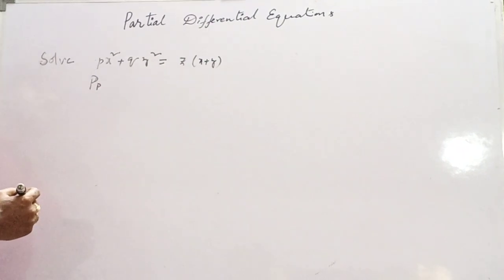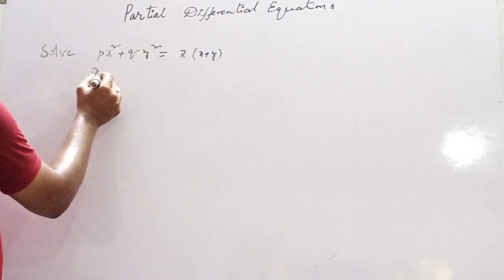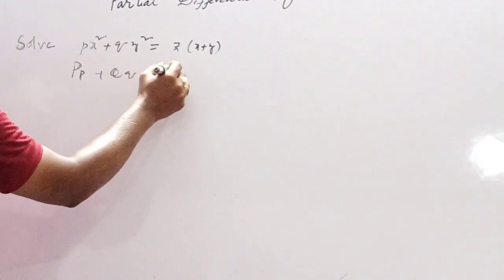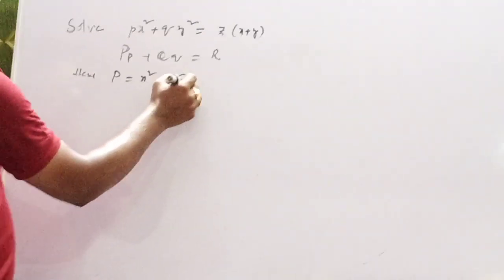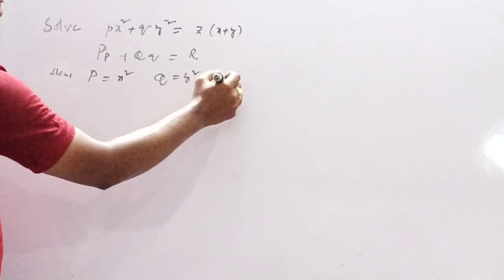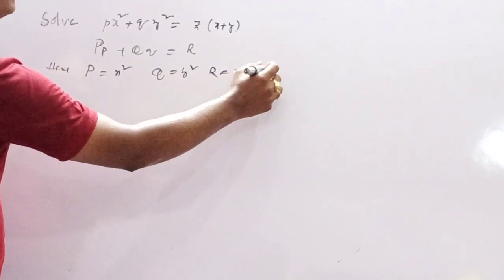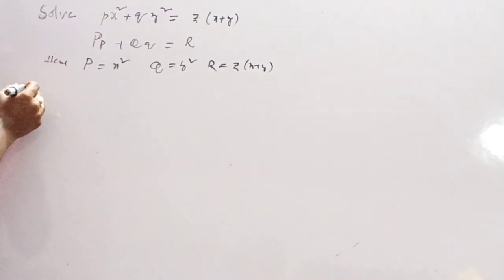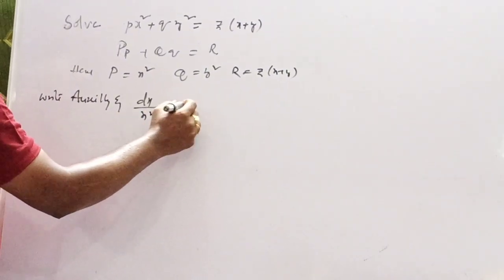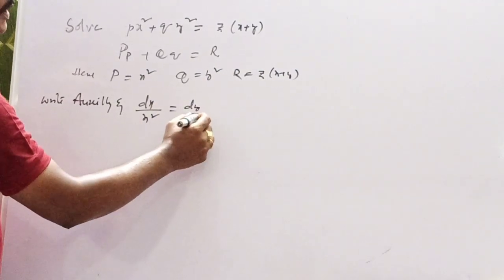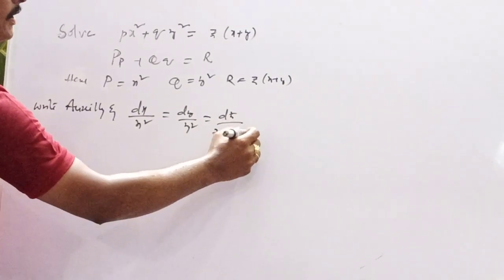So solve px square plus qy square equal to z of x plus y. This is of Pp plus Qq equal to R form. So here capital P is x square, Q is y square, and R is z into x plus y. Write the auxiliary equation: dx by P, that is x square, and dy by Q, that is y square, dz by R, that is z into x plus y.